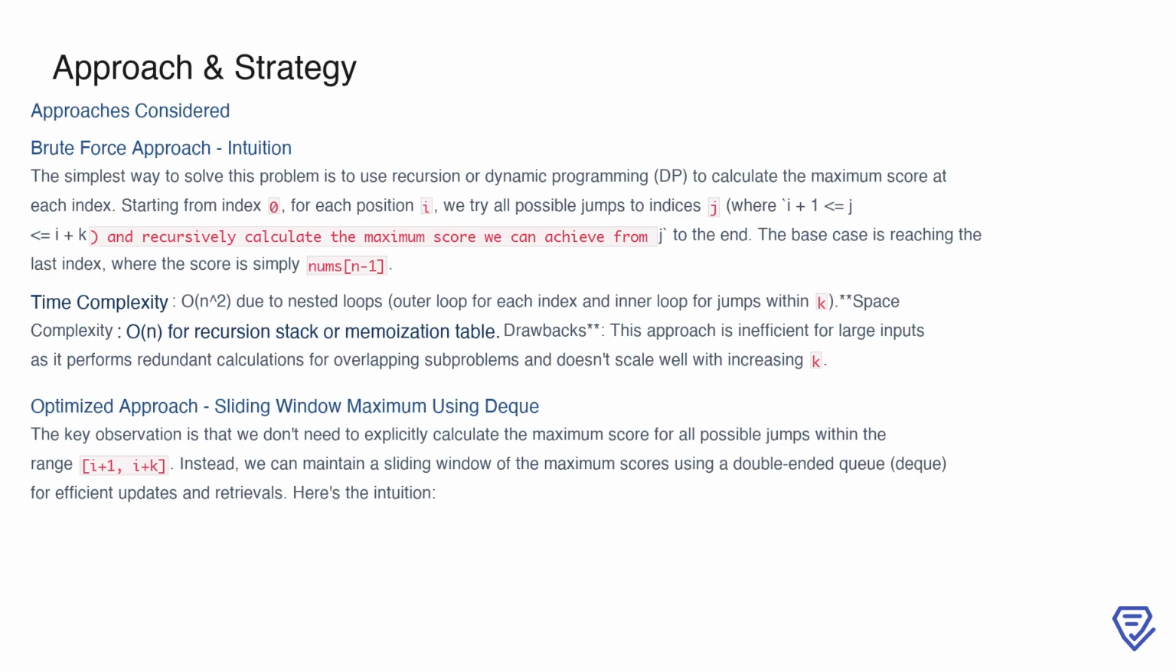To solve the Jump Game 6 problem, we first consider the brute force approach. The intuition here is straightforward. From each index, we explore all possible jumps to subsequent indices within the range of k steps and calculate the maximum score recursively. For instance, starting at index 0, we evaluate jumps to indices 1 through k, and for each jump, determine the maximum score that can be achieved from that point to the end. The recursion terminates when we reach the last index, where the score is simply the value at that position. While this approach is conceptually simple, it's computationally expensive. The time complexity is O(n^2), because for each index, we iterate through a range of up to k indices, and the space complexity is O(n), due to the recursion stack or memoization table used to store intermediate results.